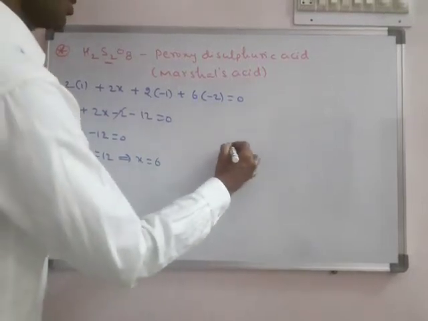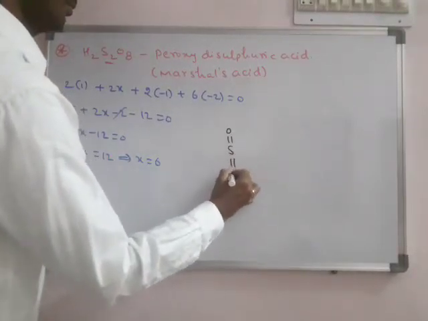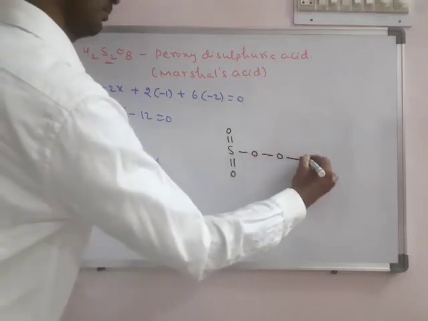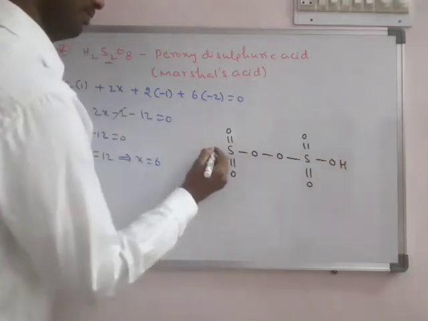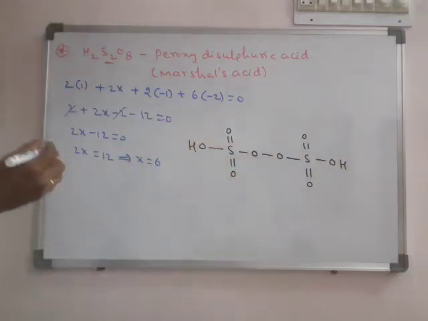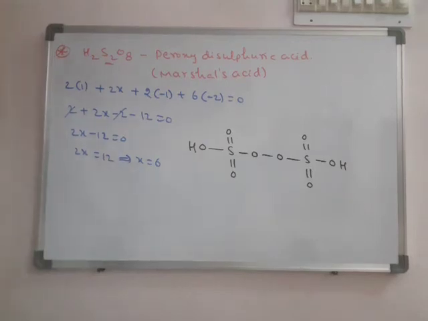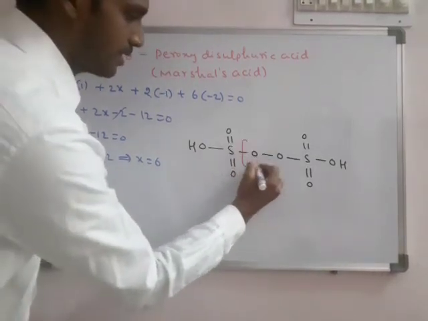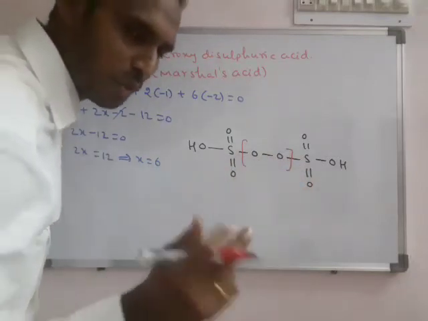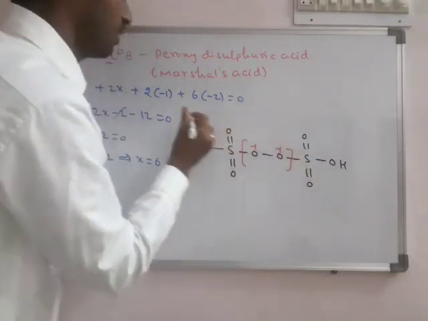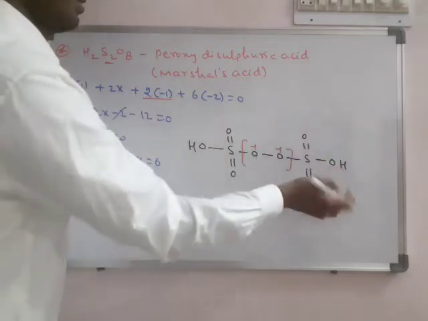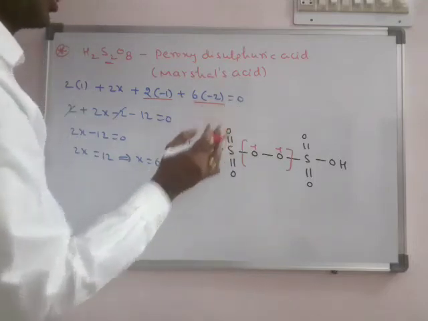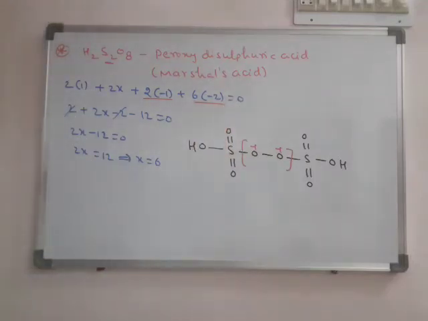So what does this structure mean? Here, see how many peroxy bonds are present. We can see 2 peroxy bonds are present. Sorry, only one peroxy bond, with 2 oxygens, so -1, -1. The remaining 1, 2, 3, 4, 5, 6 are normal oxygens with -2. Okay, so next we have one more example.